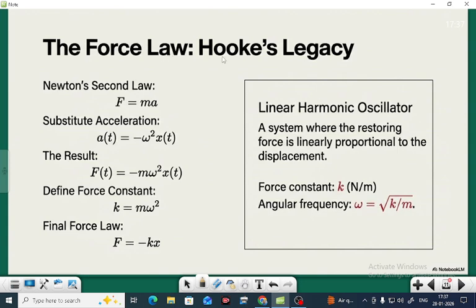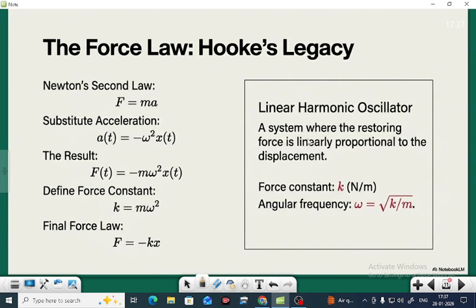The fourth law, or Hooke's legacy. Newton's second law is F equal to ma. Substitute acceleration a equal to minus omega square x. Result: F equal to minus m omega square into x. Define force constant k equal to m omega square. Final force law: F equal to minus kx.